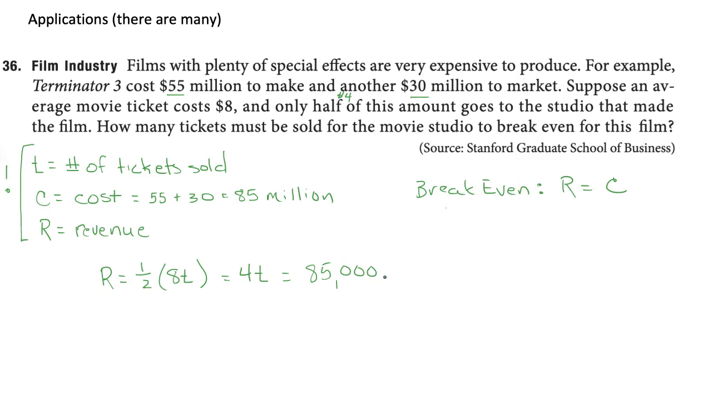You want to set 4t equal to 85 million. So you're going to divide both sides by 4, and you get t equals 21,250,000. And that's it. That's all that one needs. Just number of tickets is t.